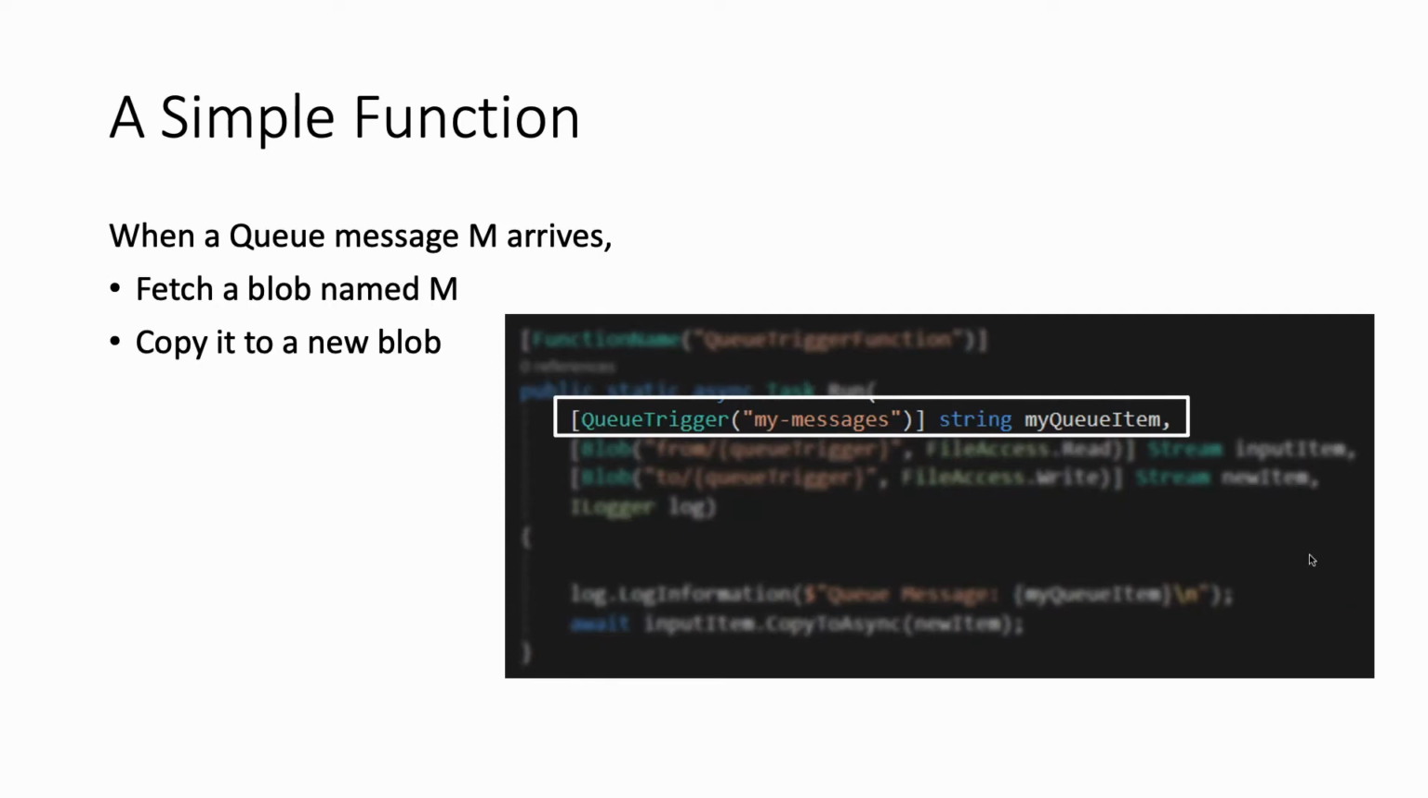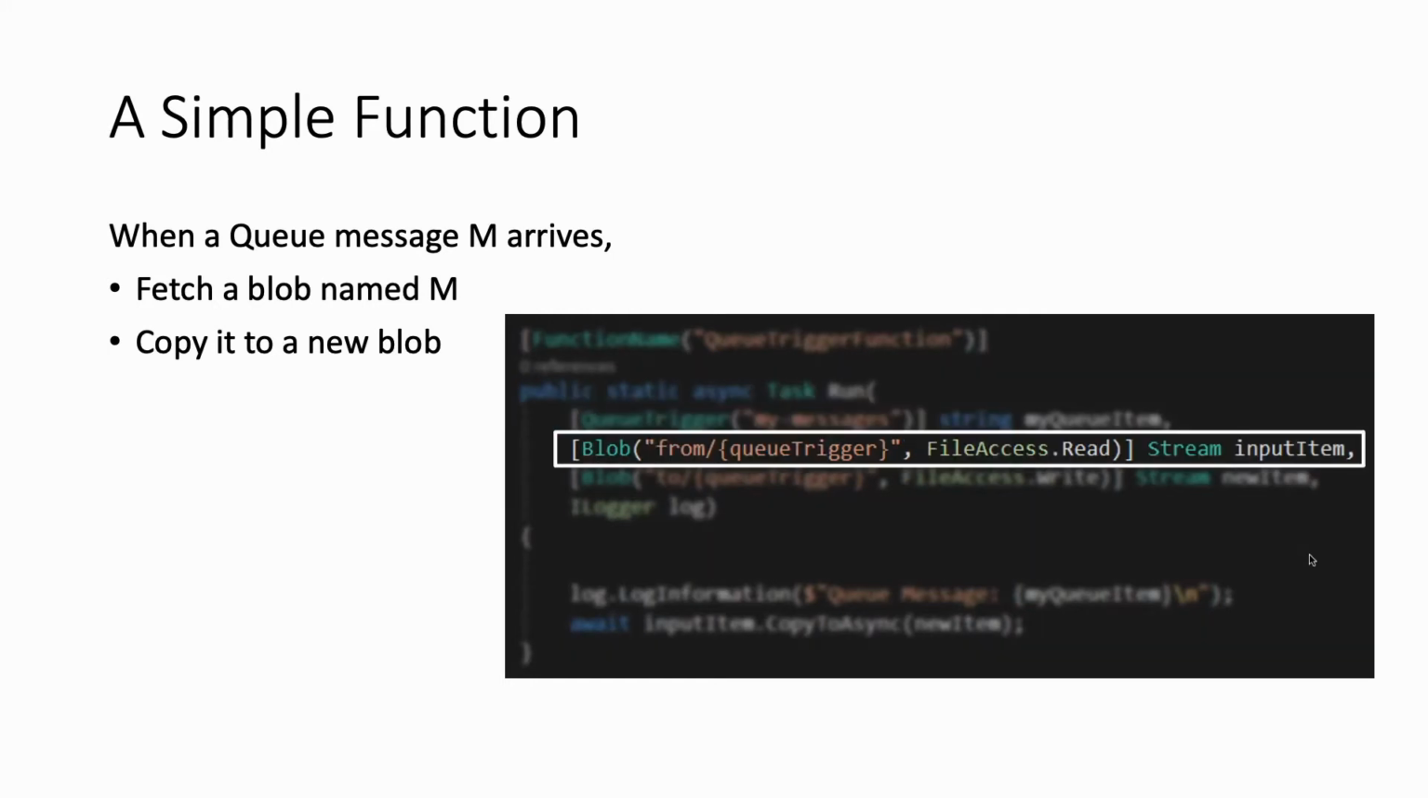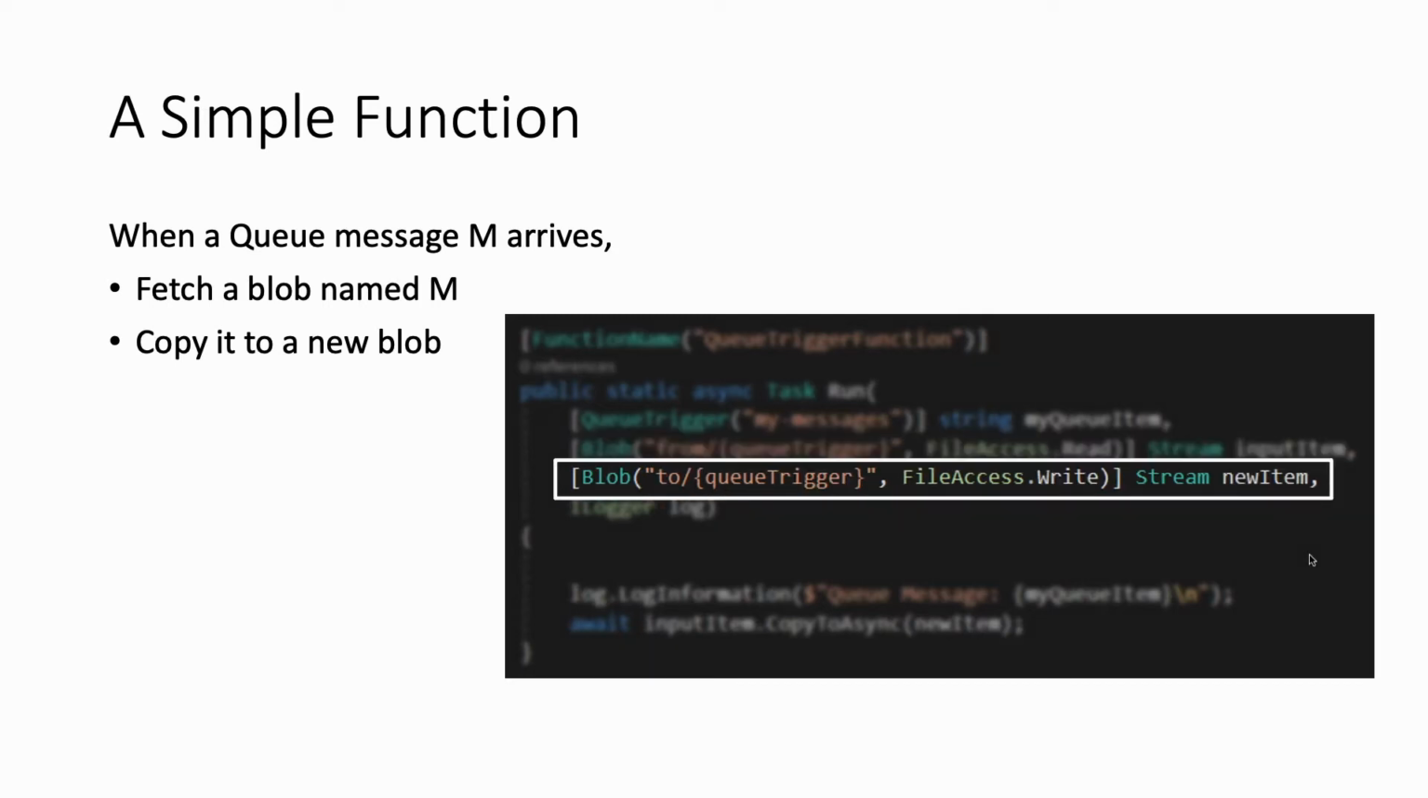The message itself comes in the form of this parameter. Next you have this concept called input binding. You can tell Azure Functions that when my function is executed, go and fetch this blob from this specific container and provide it to me in the form of a string. And this right here is an output binding. It is giving you a reference to a newly created blob that you could write to as you run your code.